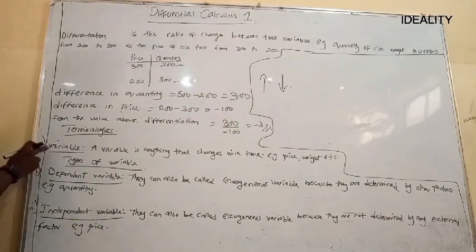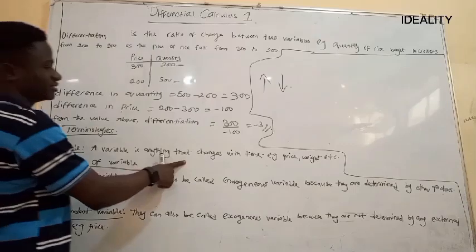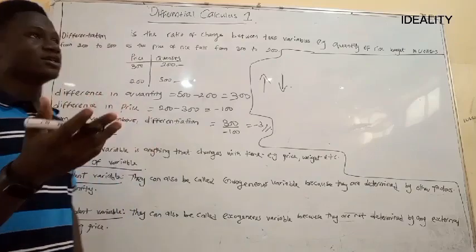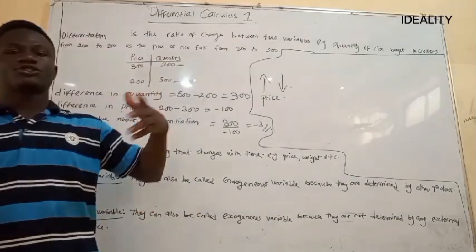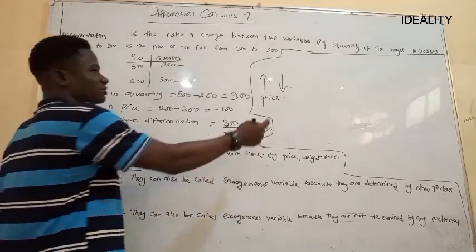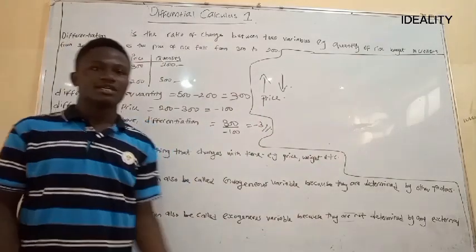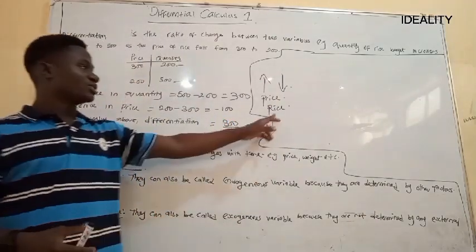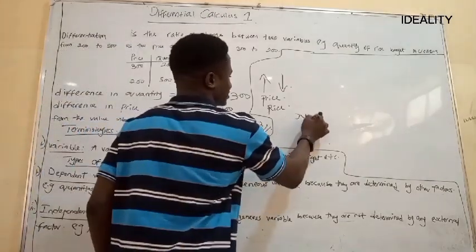One of those terminologies is what we call a variable. According to what I have on the board, a variable is anything that changes with time. A good example is price. If you compare prices from 5, 6, 7 years back, they are not the same as the current price at which goods are being sold. That means the price changes with time. The price of rice today in this particular year will not be the same price rice will be sold in the next 8 years.